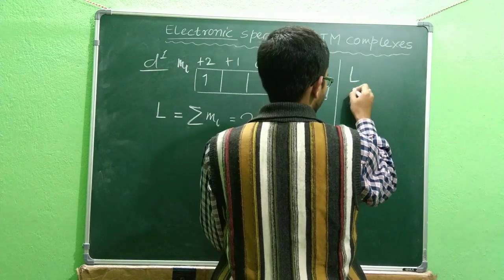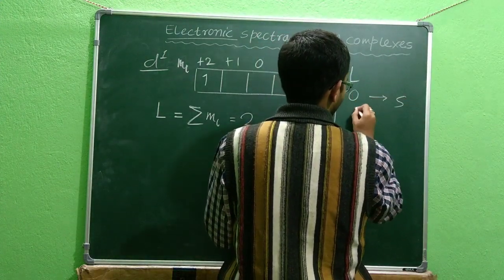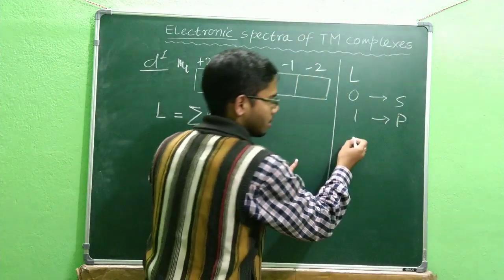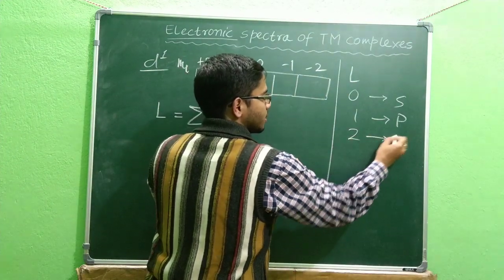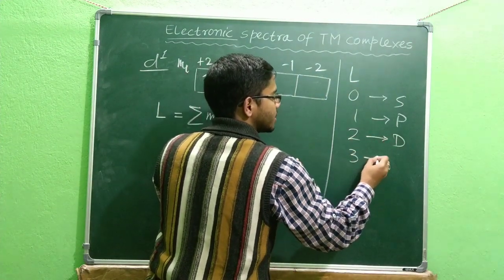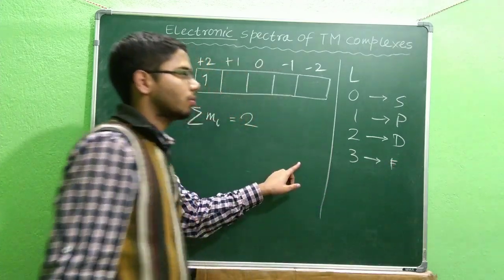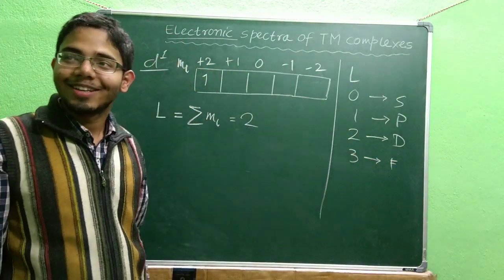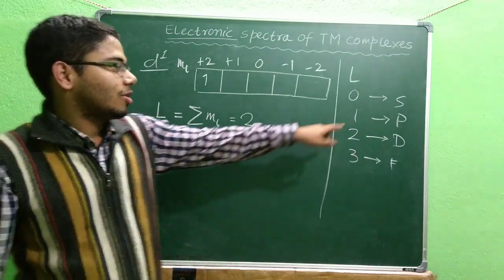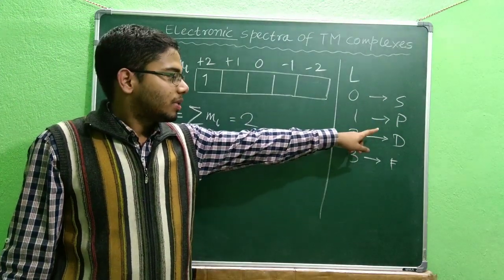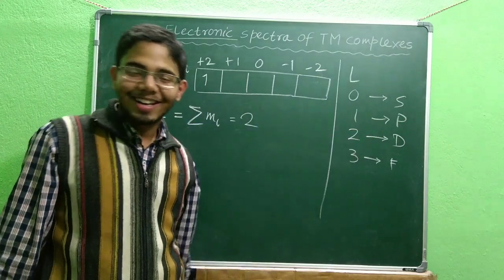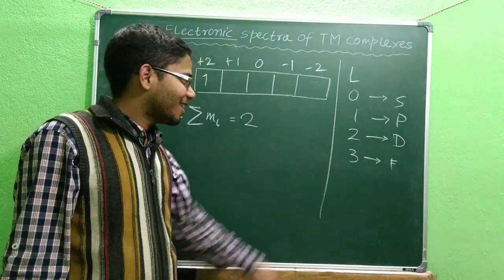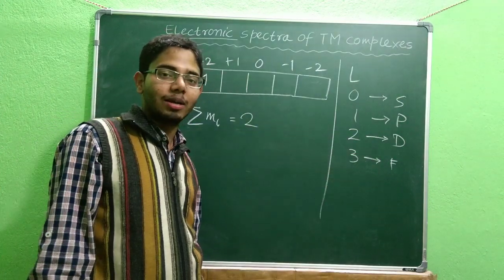Just a recapitulation: when L is 0, you will have S; 1 is P; 2 is D; and 3 is F. Do you know the full form of SPDF? S stands for sharp, P stands for principal, D for diffuse and F for fundamental.